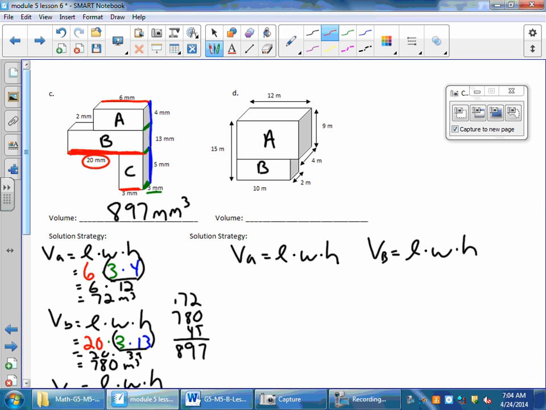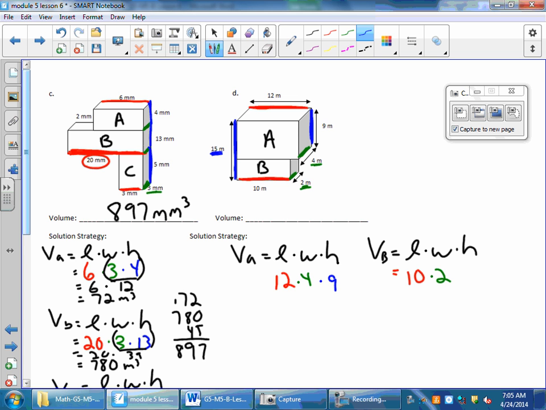Let's find the length of both structures. The length of A, I like the arrows there, that's more clear than question C, is 12. The length of B, although there are no arrows that show us, is also relatively clear at 10 meters. The width of A, I like how the arrows go back, 4 meters. The width of B, 2 meters. The height of A, 9 meters. And the height of B is a little bit unclear, but I can solve it.